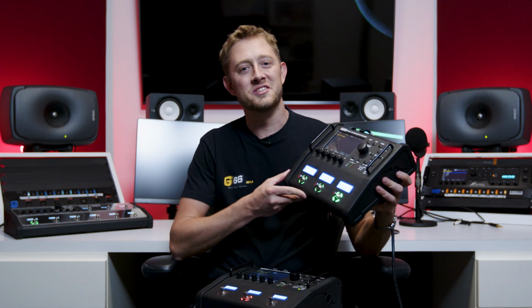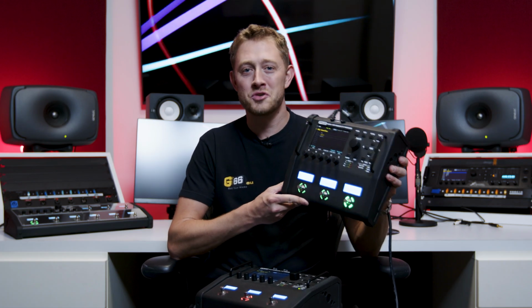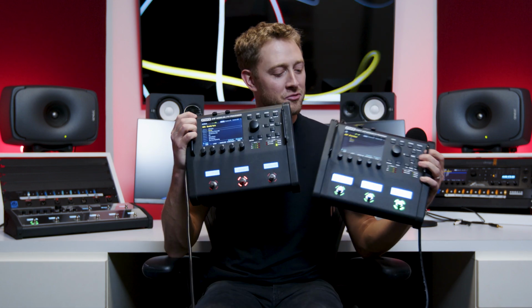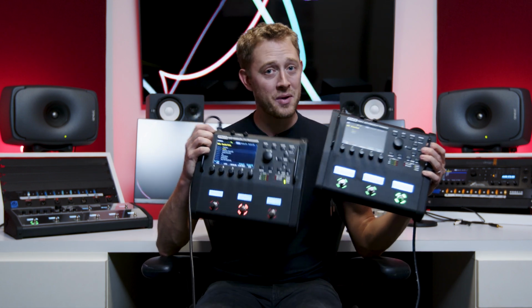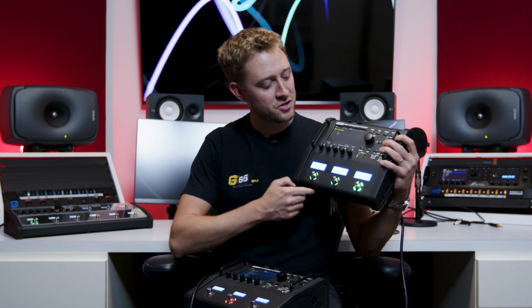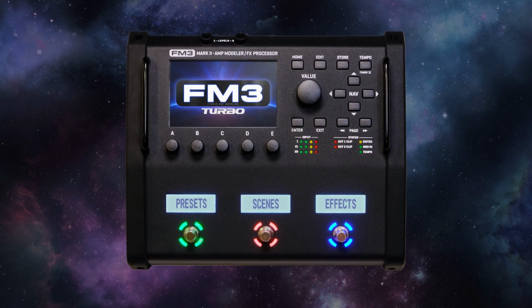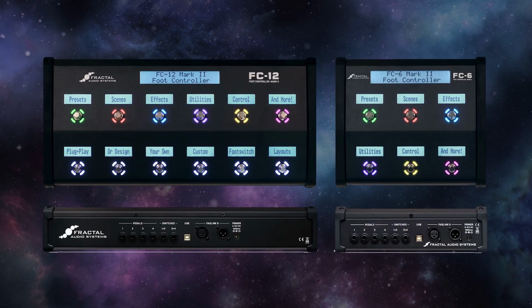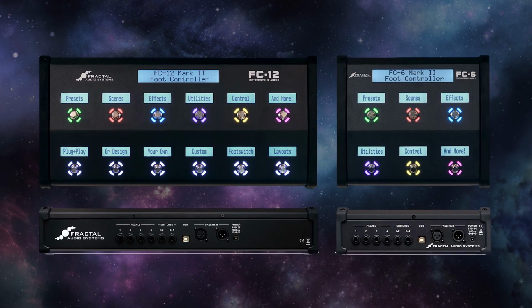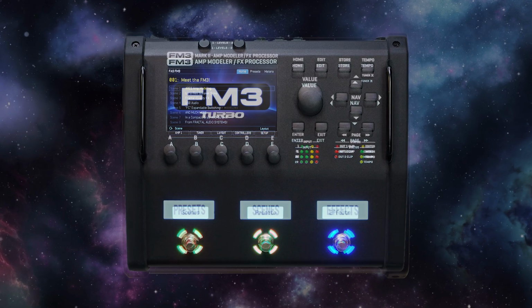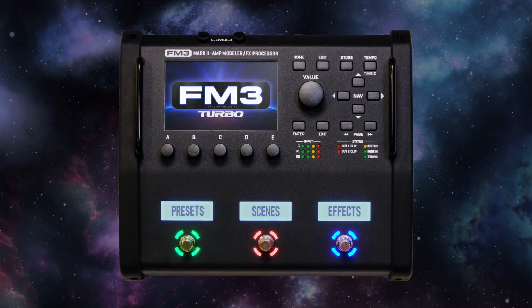I am thrilled to present to you the new FM3 Mark II Turbo from Fractal. If I hold up the Mark I next to it, you'll see that the first main difference is readily apparent, namely that the Mark II features much larger LCD displays above each of the three foot switches. These are the same larger LCDs that you'll find on the FC12 and FC6 Mark IIs, and they are just a huge upgrade in terms of visibility and usability when the FM3 is on the floor on stage.